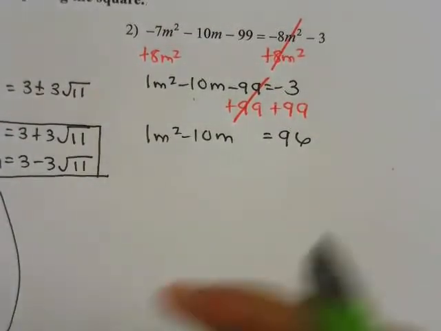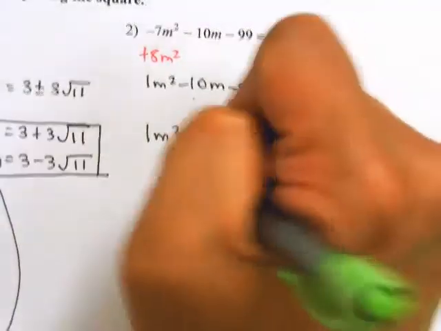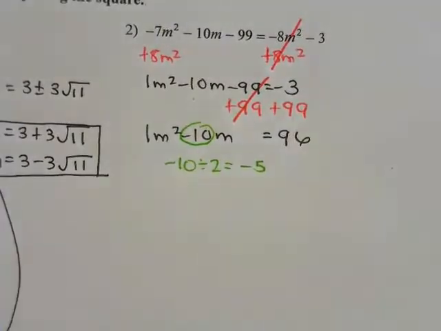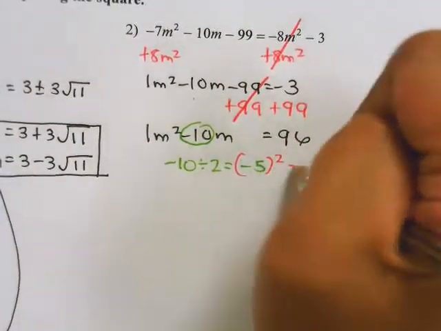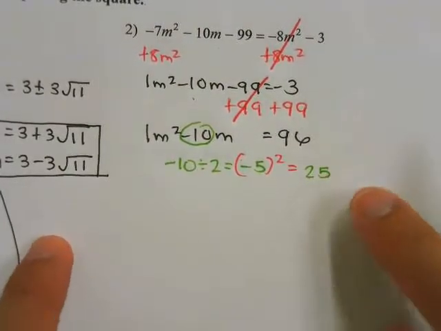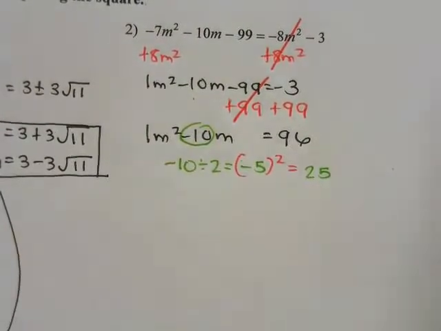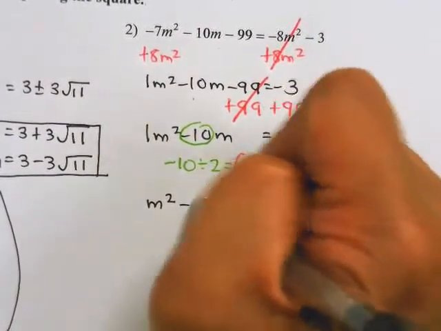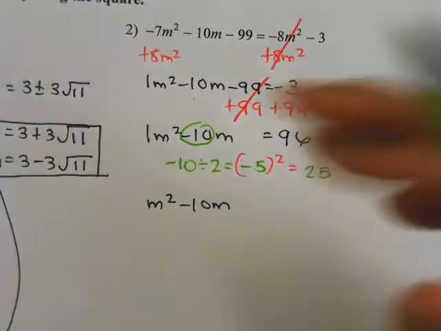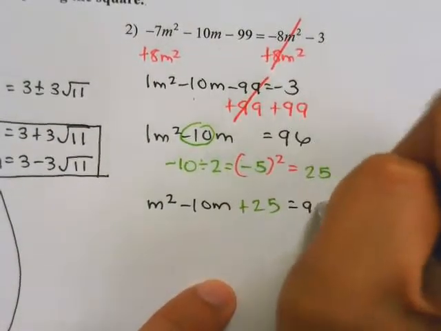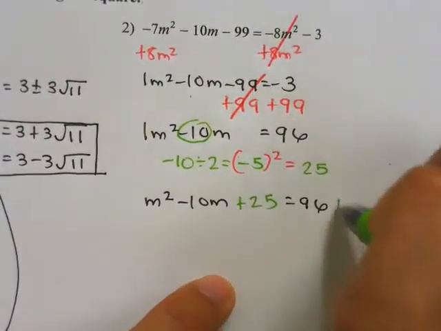Okay, let's take that middle term. We are going to divide by 2, which is -5. Then after that, we're going to square it, which is 25. So to balance the equation, we're going to add 25 on both sides of that equation. So let's do that. I'm going to stop writing 1m squared and just write m squared minus 10m plus 25 is equal to 96 plus 25.